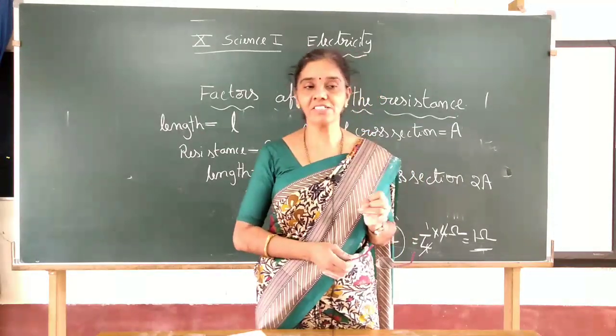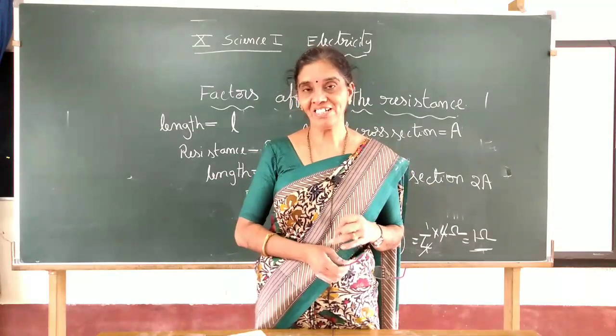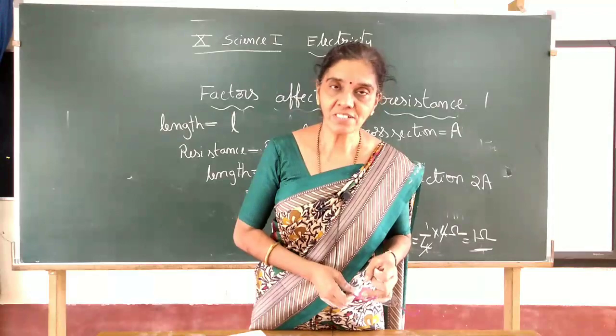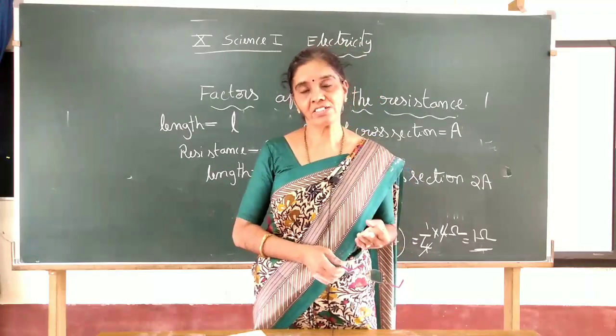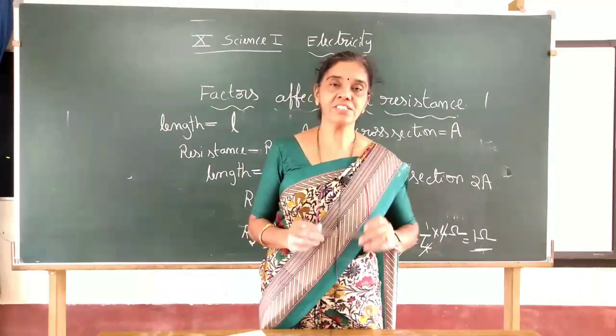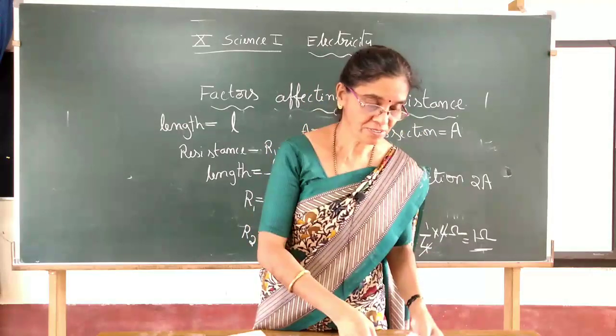And the second one is the area of cross section, the thickness. Resistance is inversely proportional to the area of the cross section. And the third factor is the material itself, the nature of the material. On these three important factors, the resistance of the conductor depends.